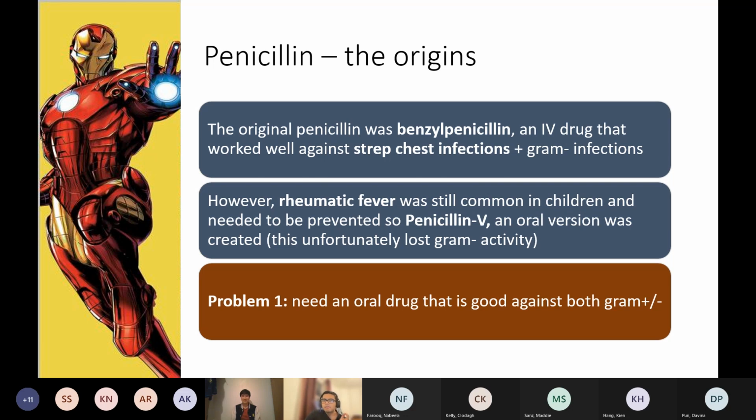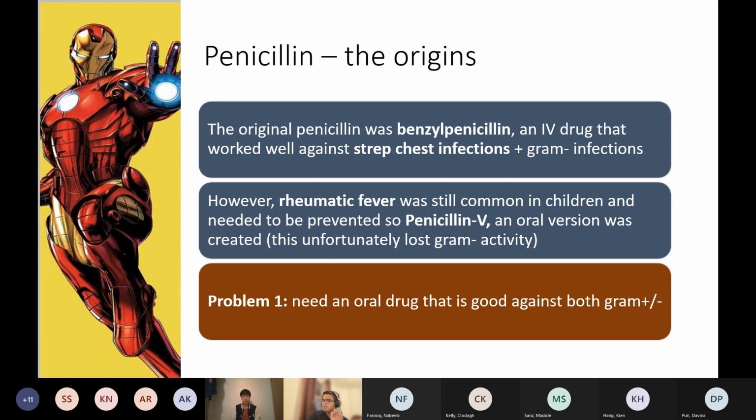So problem number one. The original penicillin, the very first antibiotic they created, was benzylpenicillin, and it was an IV drug. Worked well against strep, chest infections, and some gram-negative infections. But it's an IV drug. You can't give it to people at home, which is a huge problem because we have limited hospital space. Don't want to bring people into hospital.